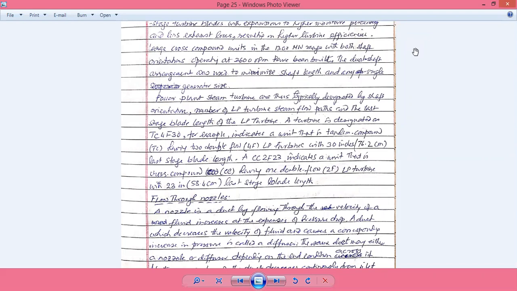Now, flow through the nozzles. The nozzle is a duct through which the steam flows. Now let us discuss what the nozzle itself is.